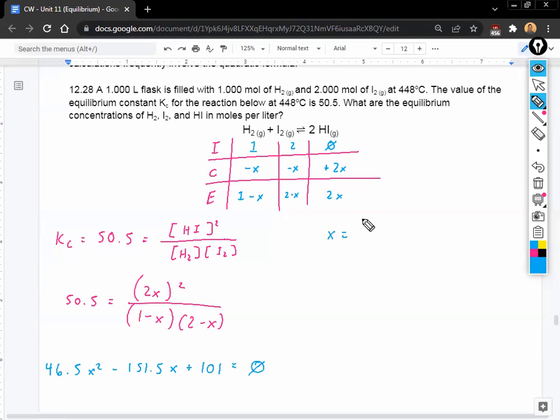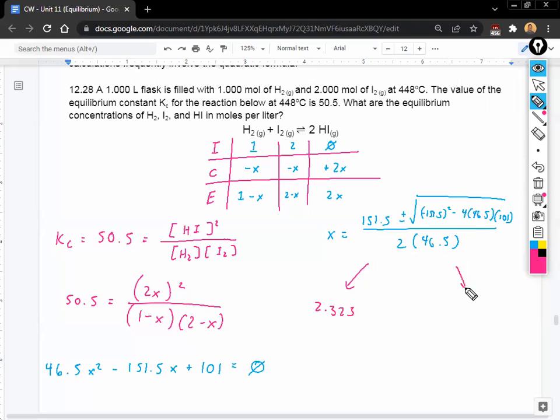And then we would plug that into the quadratic formula. So x equals negative b, so 151.5, since it was negative 151.5, we go positive, plus or minus the square root of b squared, so negative 151.5 squared, minus 4ac, all over 2a. And we are going to simplify this down, and the two answers that we can get are 2.323. We can also get an answer of 0.935.